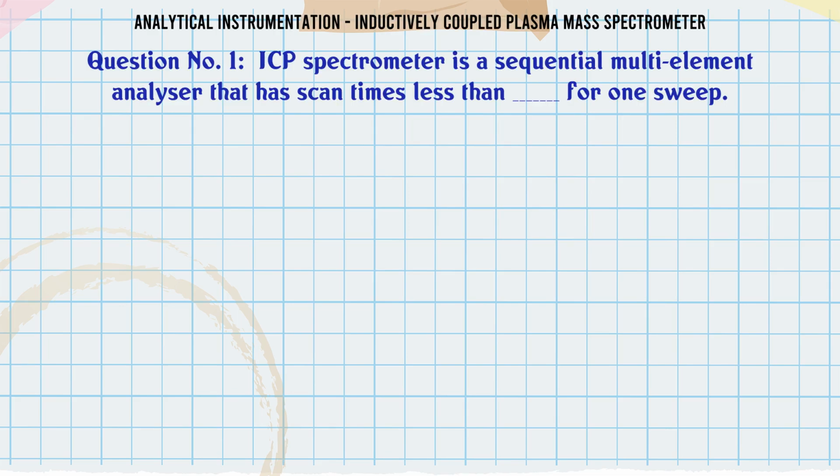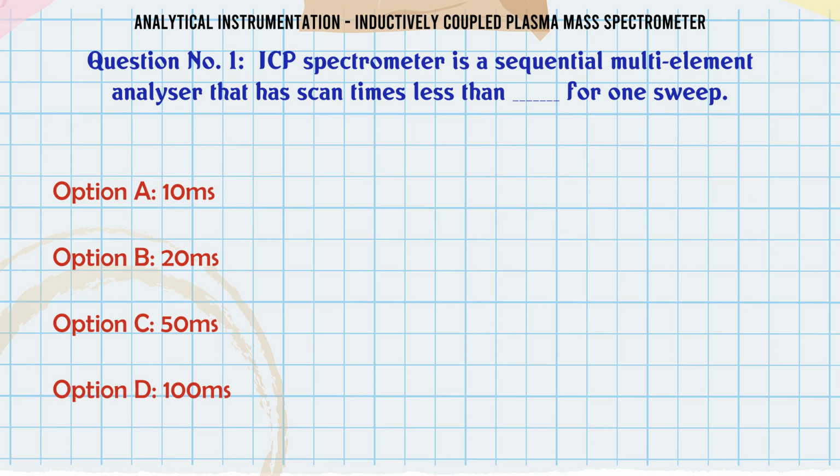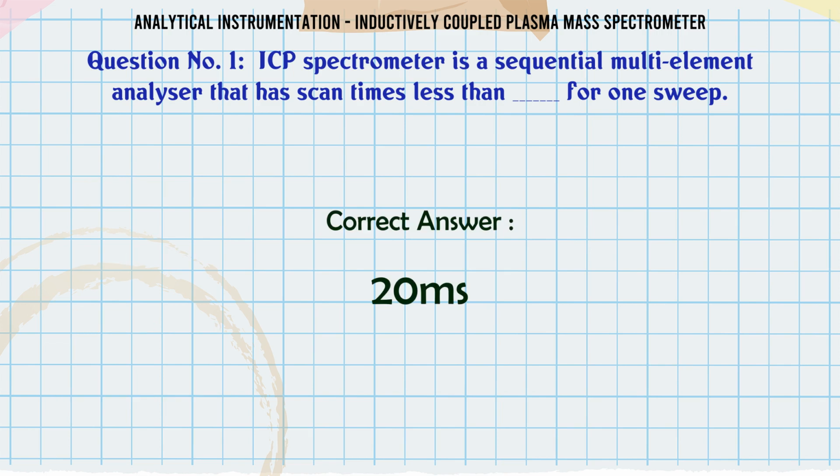ICP spectrometer is a sequential multi-element analyzer that has scan times less than what for one sweep? A. 10 ms, B. 20 ms, C. 50 ms, D. 100 ms. The correct answer is 20 ms.